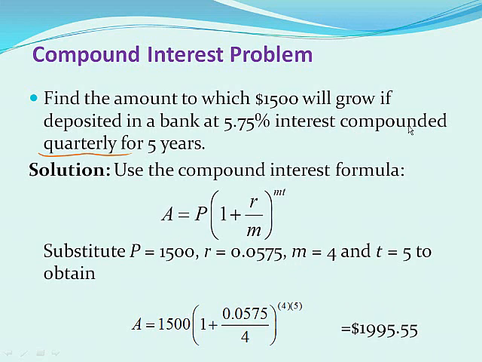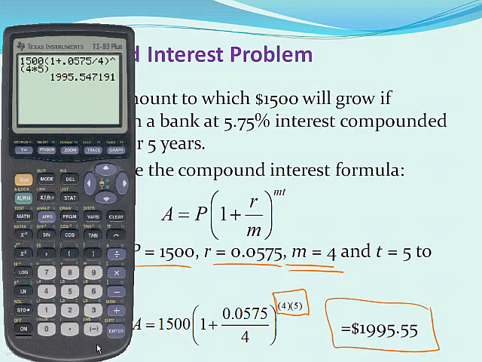Notice that interest is compounded quarterly, so the m value will be 4 times per year. Substitute the value for P, and the rate is taken as a decimal, 0.0575, corresponding to 5.75%. When we do this calculation, we will get $1,995.55. Notice that when you are entering this in the calculator, you need to put 4 times 5 in a parenthesis.